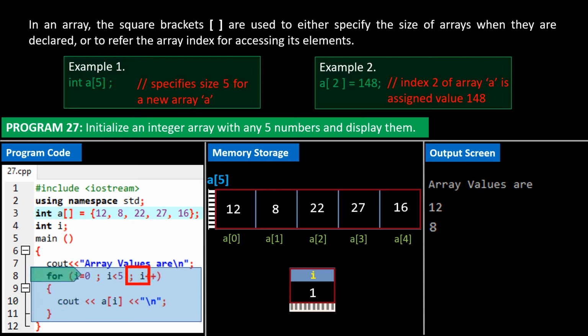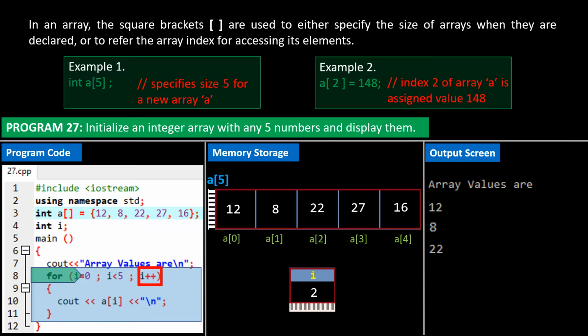Program control is back to the header of the for loop. Loop control shifts to the loop modifier. The value of I increments by 1. I becomes 2. Loop control shifts back to the loop condition. Is I less than 5? Yes, I is less than 5. Program control shifts to line 10. A of I, or A of 2, which is 22, is printed onto the output screen. The \n character takes output control to the next line on the output screen.